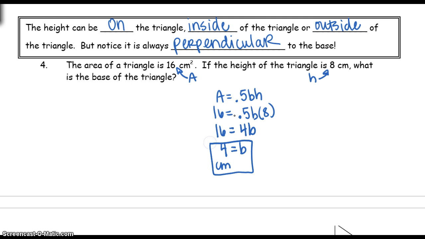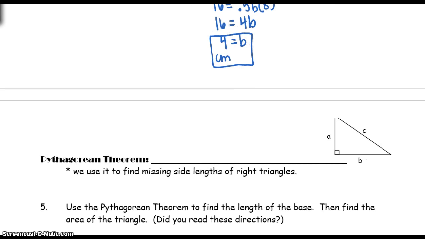So make sure you do label your units. Make sure you know that it's not going to be squared because it is just the base, not an area. All right, once you got that, let's go ahead and keep on going.